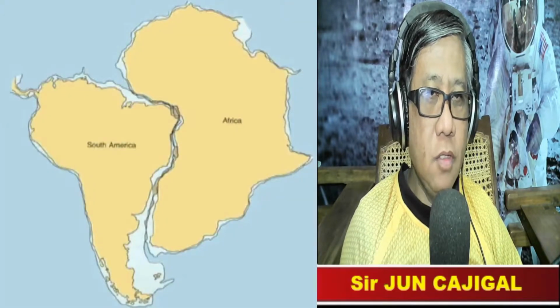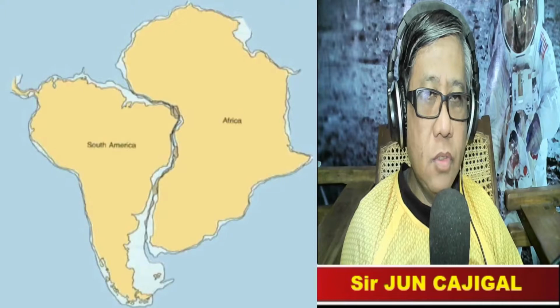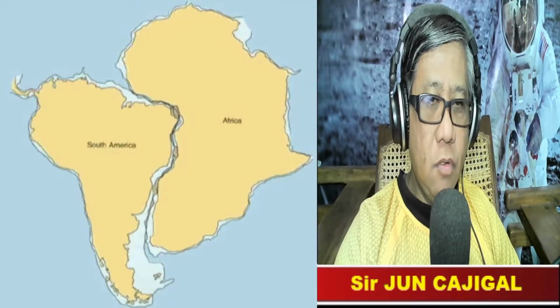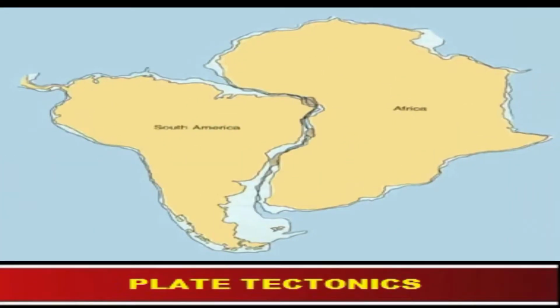Now, if you look at a map of the world, you will notice that most of the land masses, most of the continents would really fit together like pieces of a jigsaw puzzle. Alfred Wegener noticed that the east coast of South America and the west coast of Africa look as though they fit together like pieces of a jigsaw puzzle. Now, isn't that fascinating indeed?